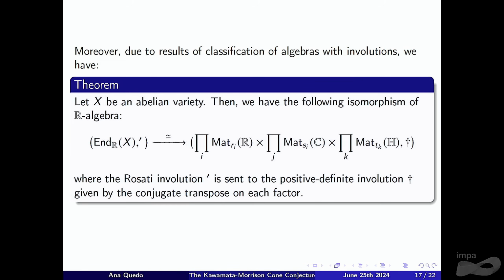And so we have results of classifications of algebras with involutions, so that we can associate to this pair, the endomorphism algebra of the abelian variety tensor R with the Rosati involution, a product of matrix algebras. And the Rosati involution is sent to a positive definite involution given by the conjugate transpose on each factor.